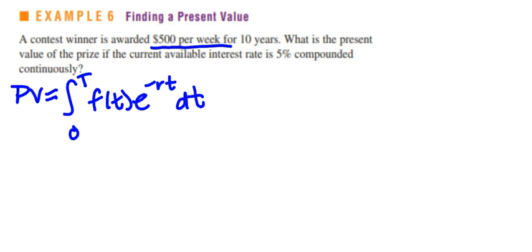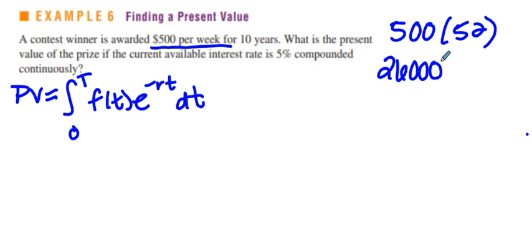Okay, so that means we're going to earn $500 every week for 52 weeks a year. So if you do 500 times 52, which is 26,000, this is your f of t, because this is the dollars you will get in a year, and our function that they tell us needs to be in dollars per year. So now we can do our little integral.